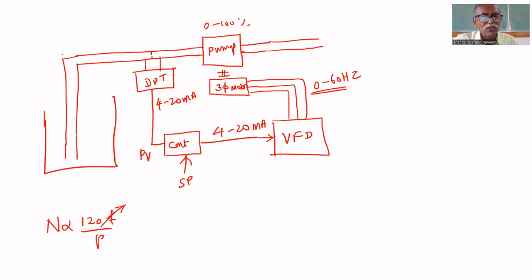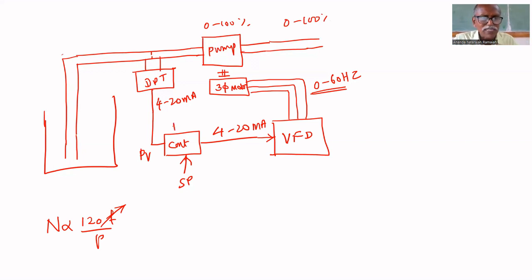That VFD will give that, which is why the pump speed will be adjusted. This is the experimental setup available in the lab. So the valve is replaced by a VFD. By using this, we have to adjust the flow rate from 0 to 100%. I want to do control.